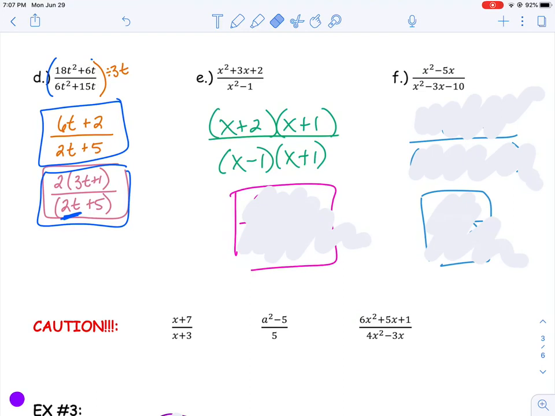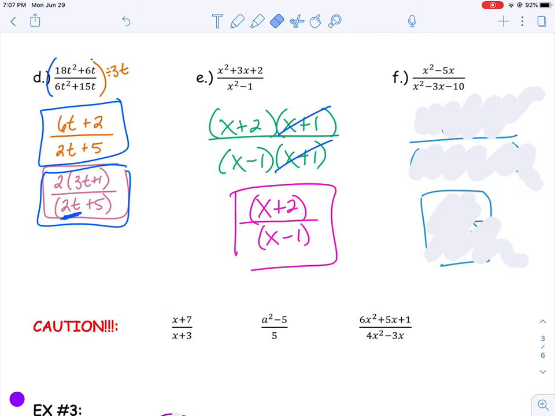Now I have 4 factors. I have 2 factors on top being multiplied and 2 factors on bottom being multiplied. And I notice that I have a common factor. I have an x plus 1 on the top and an x plus 1 on the bottom that I can reduce. That leaves me then with an x plus 2 on the top and an x minus 1 on the bottom. No other common factors that I can reduce.